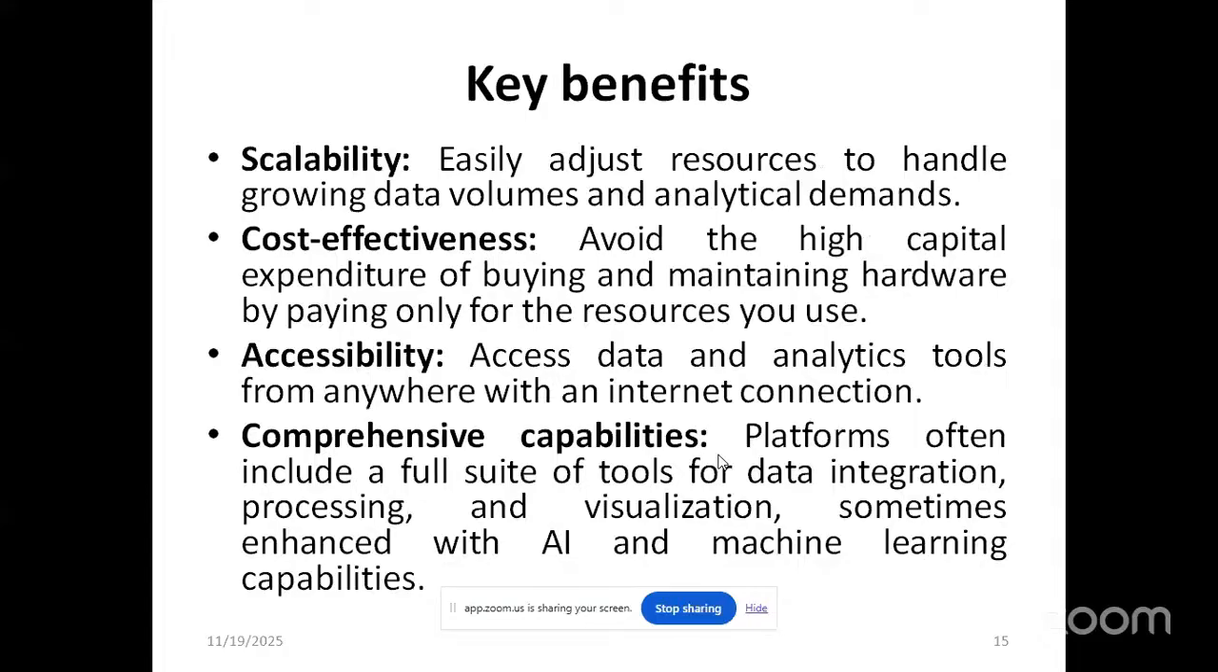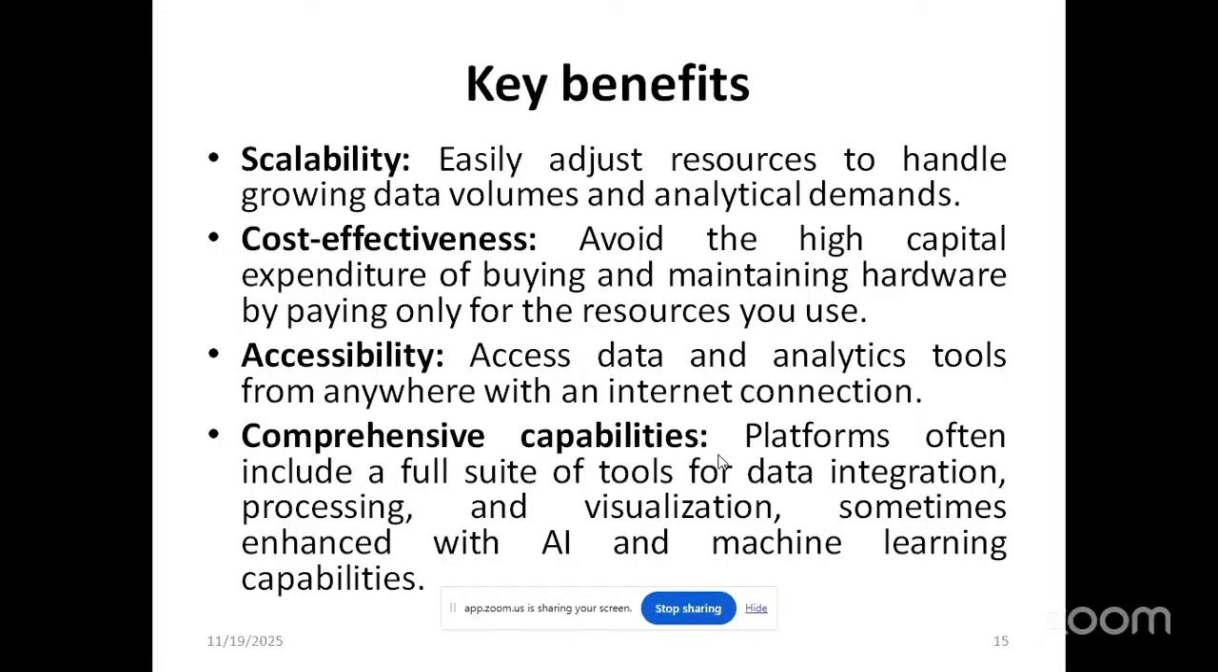What are the key benefits? Scalability, cost effectiveness, accessibility and comprehensive capabilities. Scalability means it is easy to adjust resources to handle growing data volumes and analytics demands. That is called scalability.